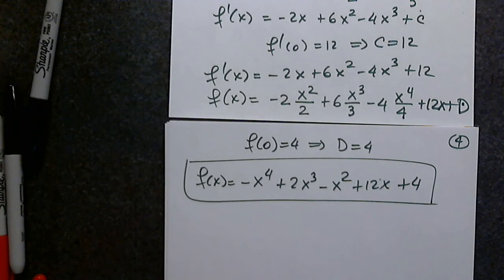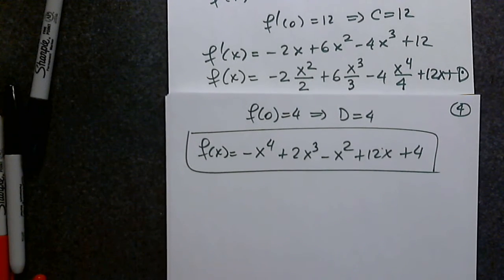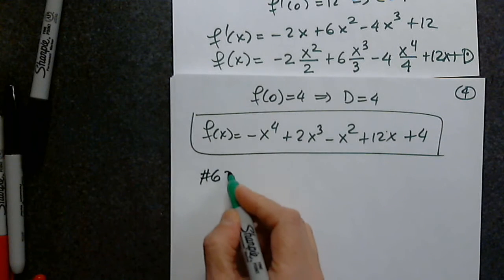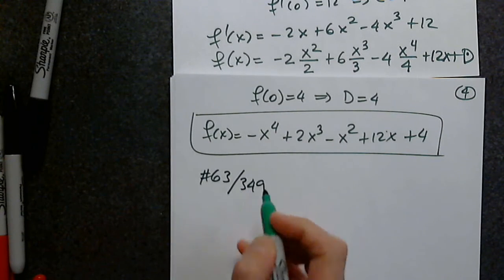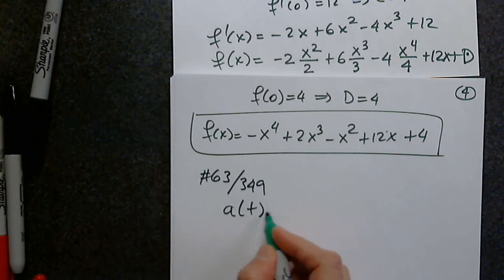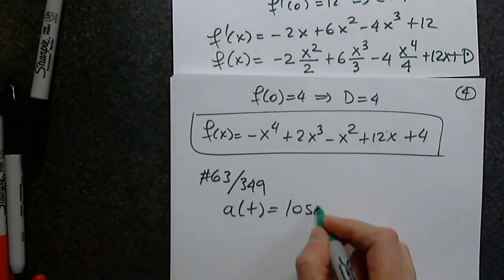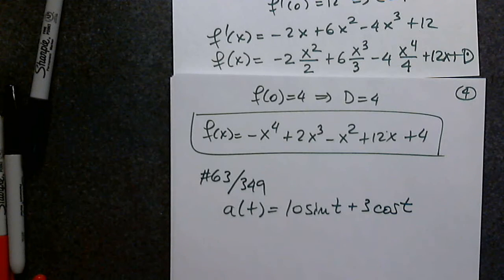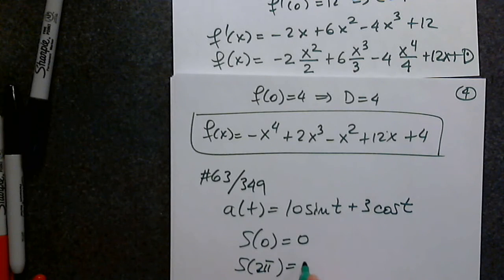Is this okay? Okay. A particle is moving with the given data. So let's say we're given 63 on page 349. A of t equals 10 sine t plus 3 cosine t. S of 0 is 0. S of 2 pi is 12.